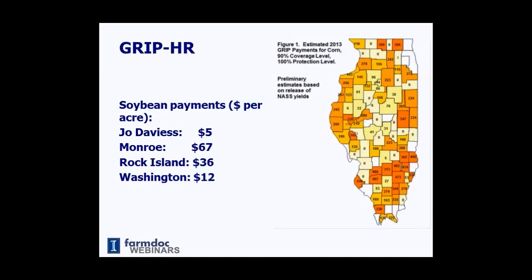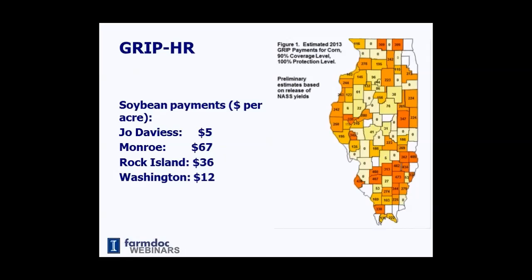We just had the introduction of county yields this week. Based on those county yields, we estimated the payments for GRIP for last year, 90% coverage level, 100% protection level, the highest coverage level, the highest protection level. You can see those payments for corn acres over on the map, and again, you see there that there are some pretty large payments.